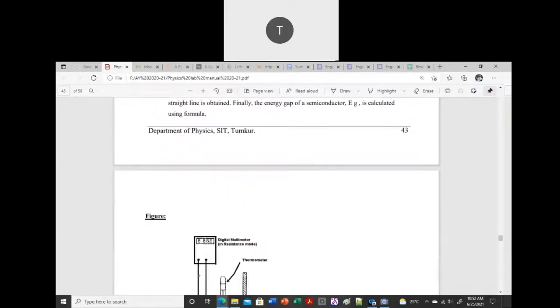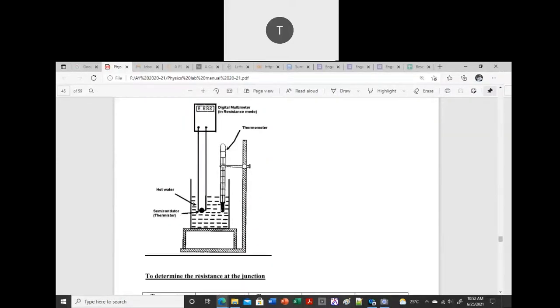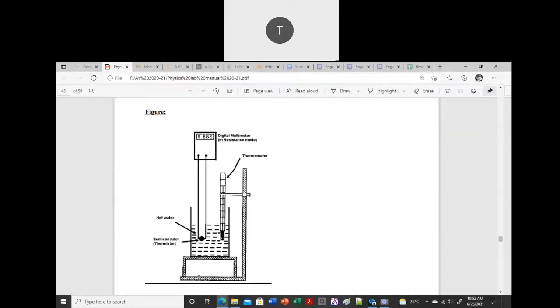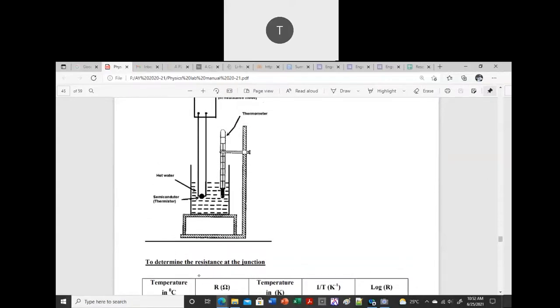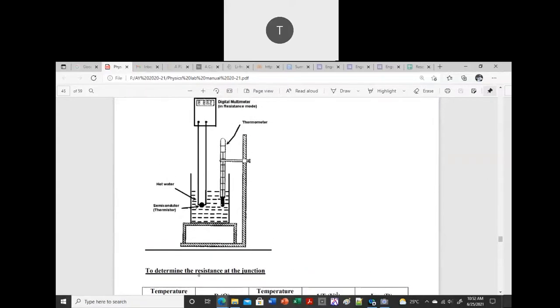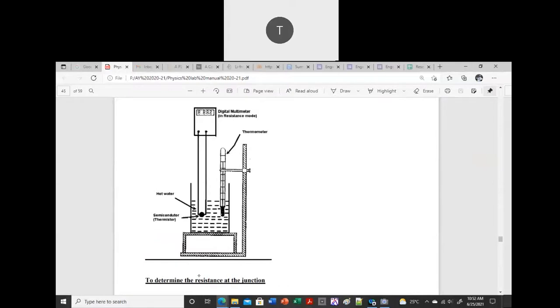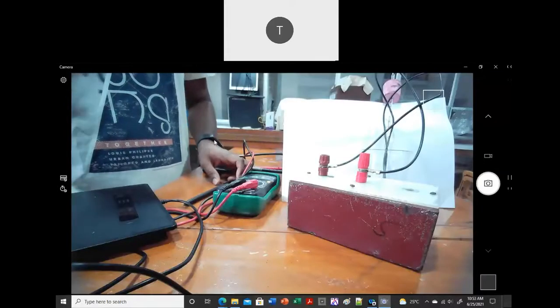It is a very simple setup again. You need a thermometer to know the temperature of your water, and then you are going to put in this semiconductor thermistor, and connect the semiconductor to a voltmeter, a digital multimeter. I will show this setup, then I will start the experiment.